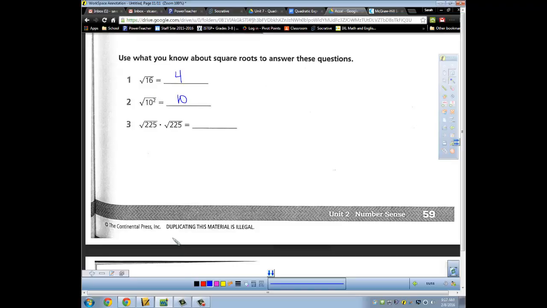Next, square root of 25 times square root of 25. Well, again, that means square root of 25 squared. The square root and the exponent 2 cancel each other out. We're just left with 25.